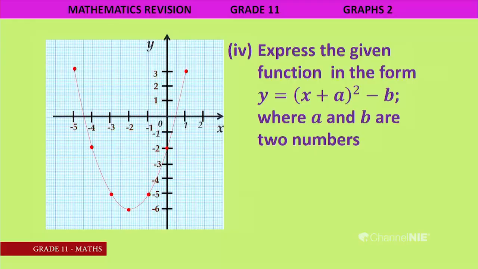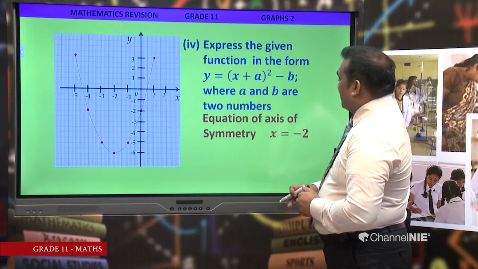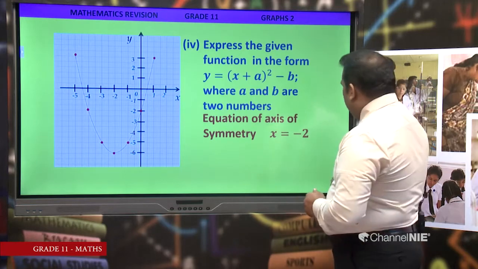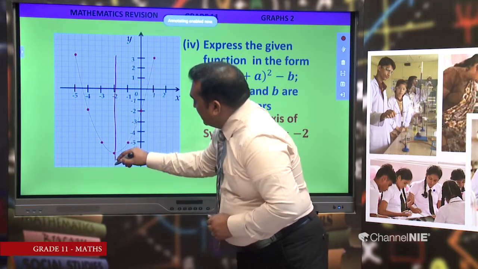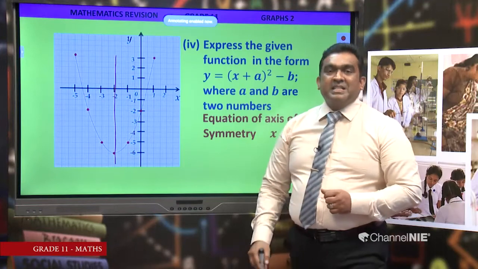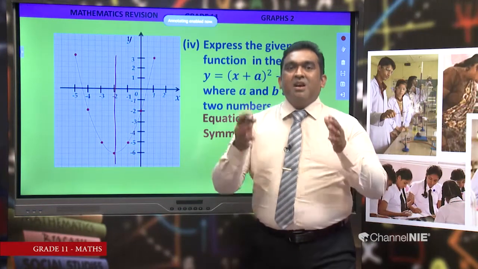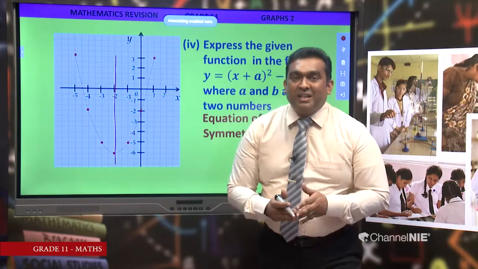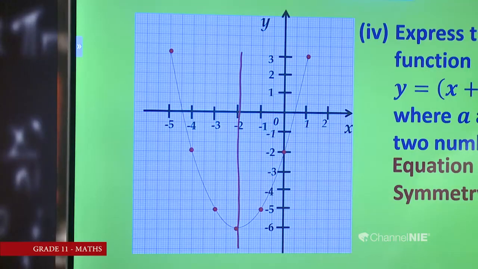Express the given function in the form y equals (x plus a) squared minus b, where a and b are real numbers. Equation of axis of symmetry, x equals minus 2. The axis of symmetry is the line which divides the given curve into two equal parts. Axis of symmetry, x equals minus 2.